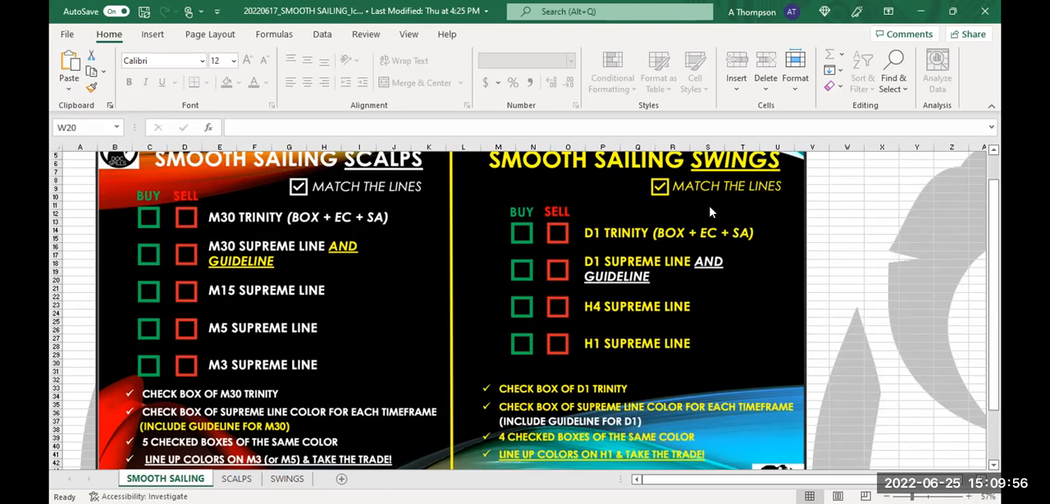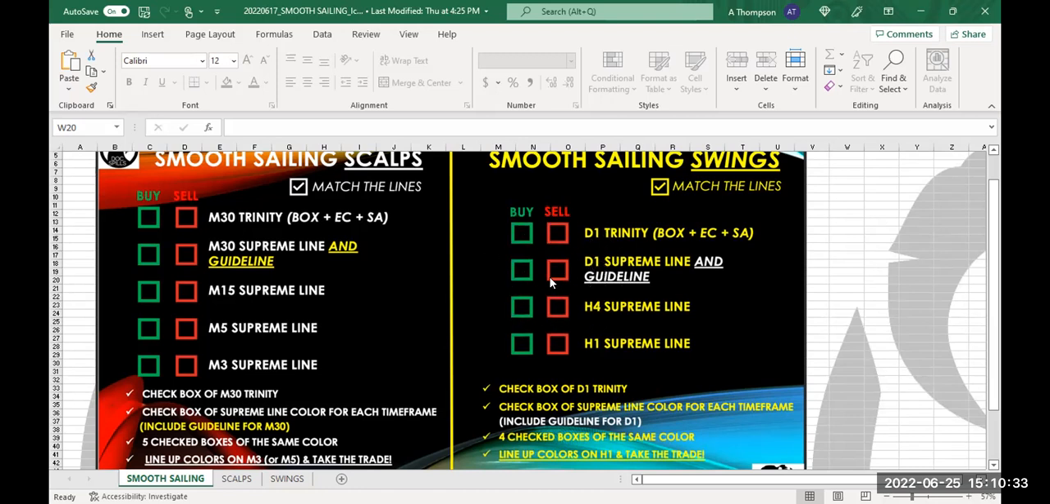So what you're going to do is start out looking for your box, your trinity, on the daily. You're looking for your trinity, your box, your engulfing candle, and your swing arrow. You're going to look for the color. Is it green? Is it red? And then you're going to come on your sheet and check that. Then you're going to come on your daily, looking for the two lines to be the same color as that box, as that trinity. You're going to mark that.